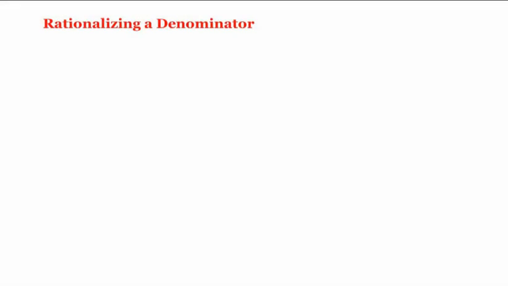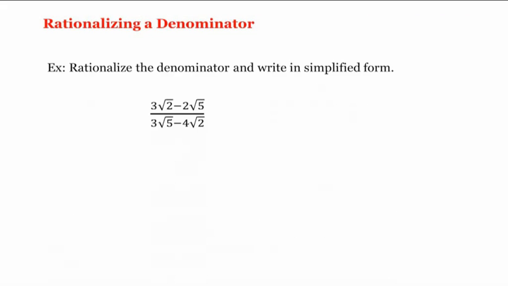Let's learn how to rationalize a denominator. For example, let's rationalize the denominator of this expression and write our answer in simplified form. Looking at this denominator here, we have an irrational number here and an irrational number here.